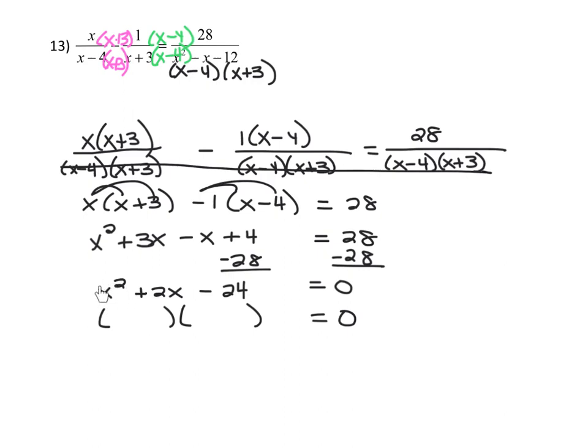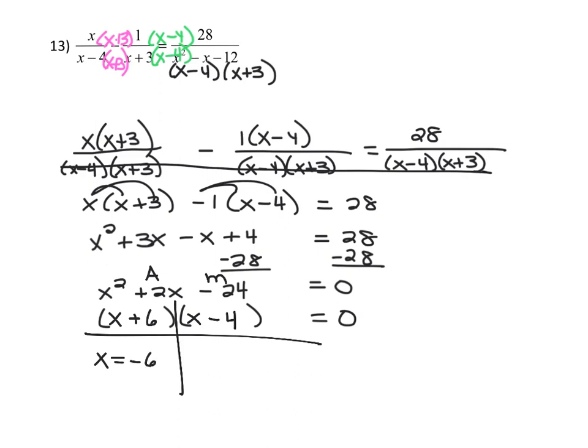And since this is an x squared, I'm going to put an x in the first spot in each parenthesis, and then I'm just coming up with 2 numbers that add to positive 2 and multiply to negative 24. All right, so that'll be positive 6 and negative 4. All right, and then we make our t-chart, and we get x equals negative 6, and we get x equals positive 4.